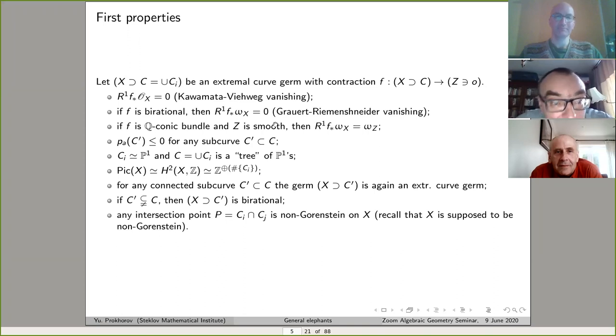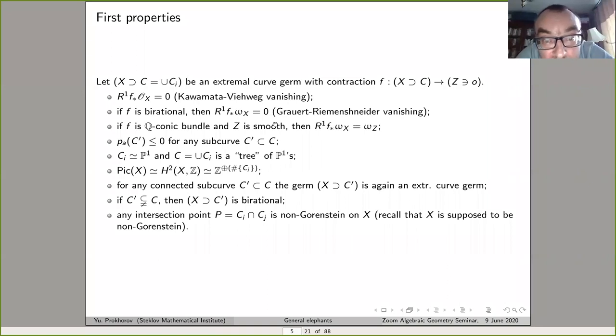And the last one is maybe the most non-trivial. The proof is a little bit technical, but it says that any intersection point is non-Gorenstein on X. So all intersection points, in particular, should be singular. Recall, we suppose that X is non-Gorenstein, so we exclude a trivial example of conic bundle. A conic bundle may have two curves meeting at one point, a smooth point, for example.